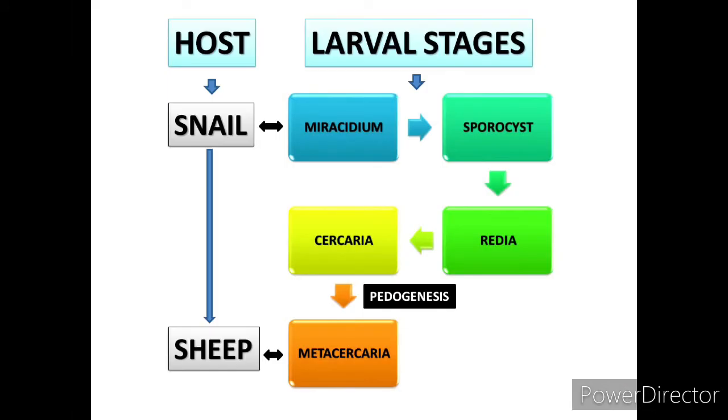Sheep and garden snail. Sheep will be the primary host and garden snail will be the secondary host. The larva present inside the snail is known as Miracidium larva, which forms a sporocyst and then redia, then cercaria and then metacercaria. In a snail, this Miracidium larva will form a sporocyst, meaning a structure of spores, by the process of metamorphosis. And this sporocyst comes into water and forms redia and then it forms cercaria.